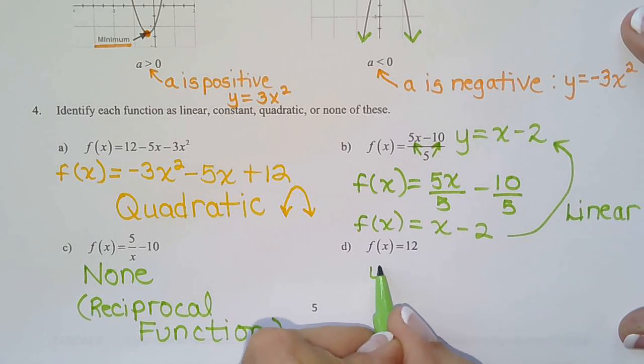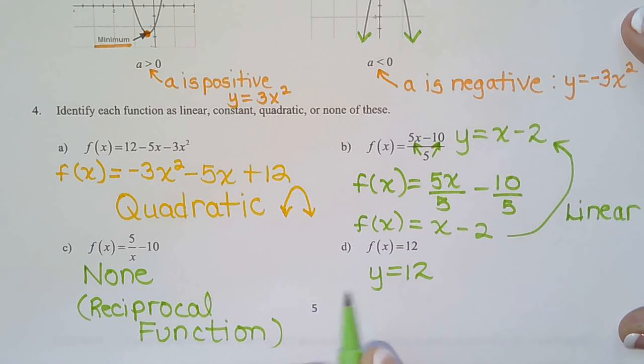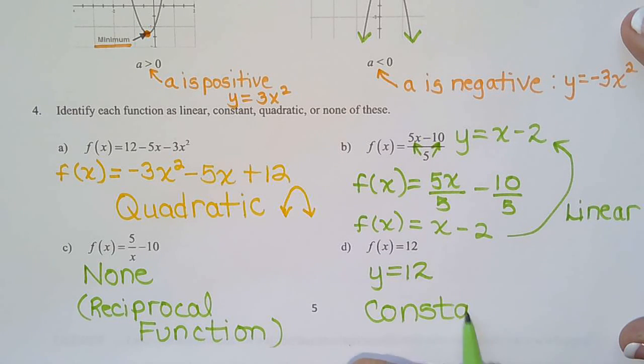And this is y equals 12, which we know when there's only a y, it's a horizontal line, so it's the constant function. And be sure and write horizontal line too.